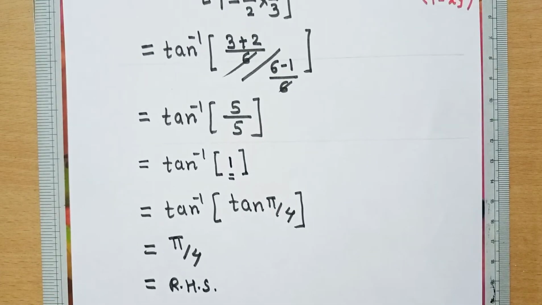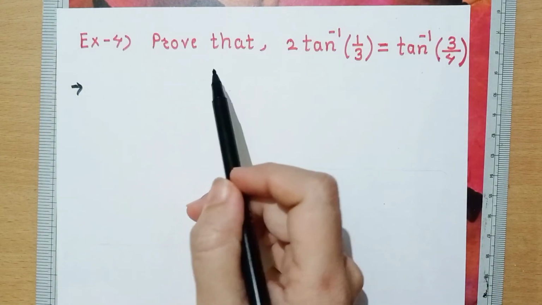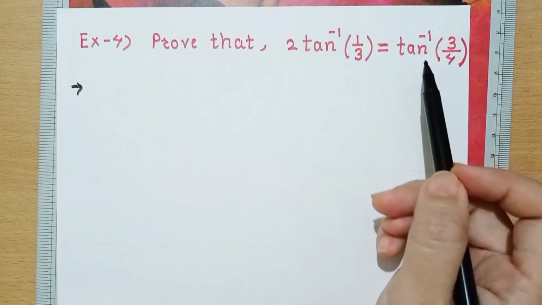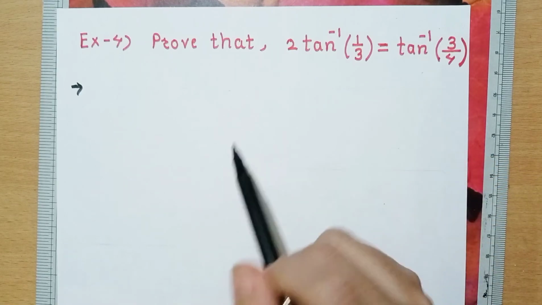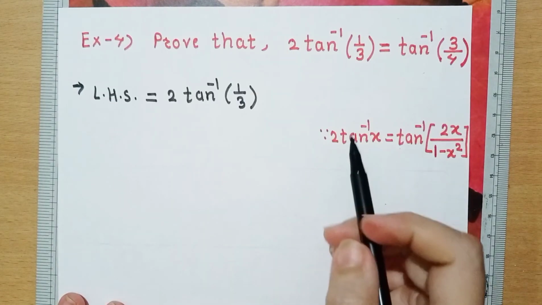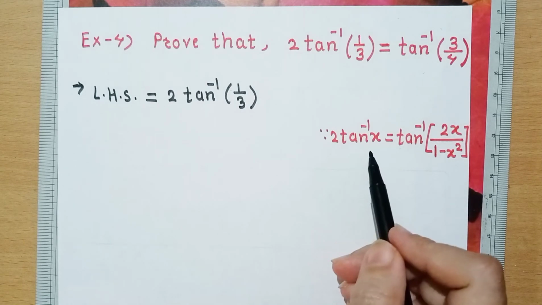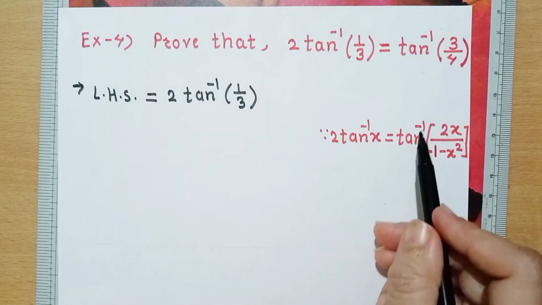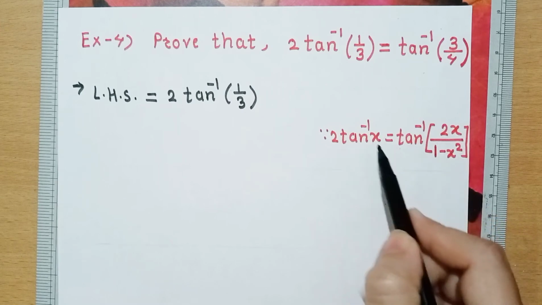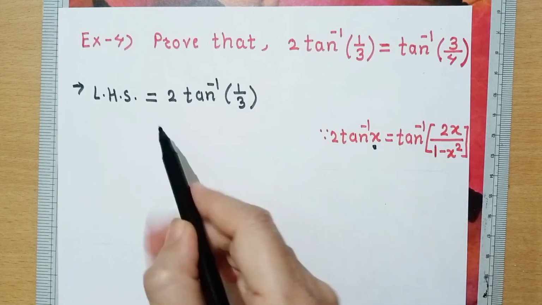This is our fourth example. And here we have to again prove this LHS equal to tan inverse of 3 by 4. So again we will start from the left hand side. And again by property 6 we know that 2 tan inverse of x equals tan inverse of twice x upon 1 minus x square. We will substitute x equal to 1 by 3 in this formula.